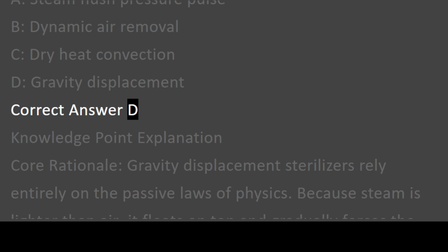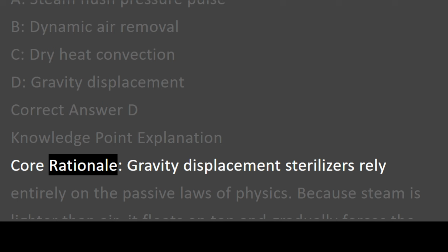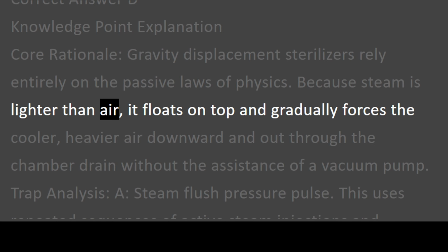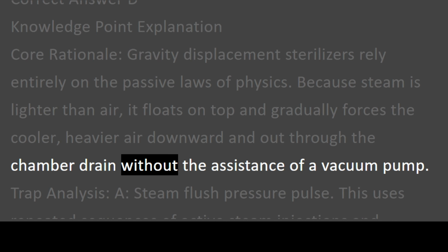Correct answer D. Knowledge point explanation. Core rationale. Gravity displacement sterilizers rely entirely on the passive laws of physics. Because steam is lighter than air, it floats on top and gradually forces the cooler, heavier air downward and out through the chamber drain without the assistance of a vacuum pump.